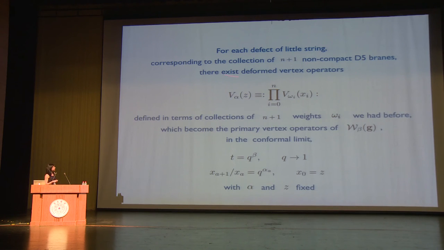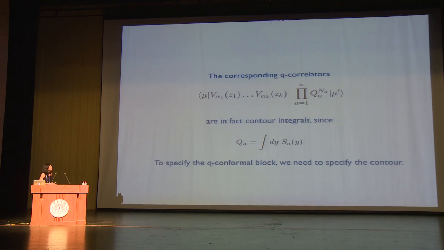So for each defect of little string corresponding to a collection of n plus 1 non-compact divisors, there exist deformed vertex operators that are defined in terms of the collection of weights we had before, which become primary vertex operators of the W algebra in the conformal limit. And this says that you take the insertion points together as Q goes to 1, with alpha arising as follows.